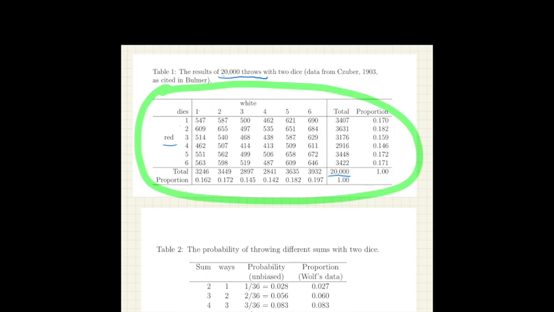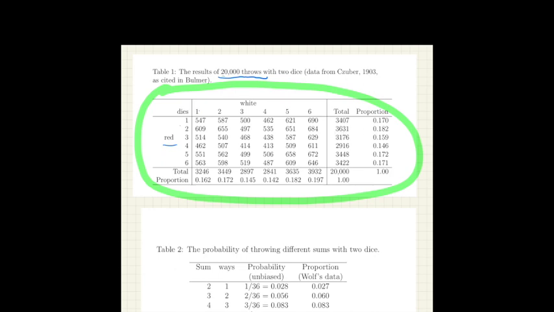By looking at this table, of course, there are some statistics already calculated here. The total of this row is here, the total of this column is here, and the proportion. So this 0.170 is calculated by dividing this total number by 20,000, and so on.